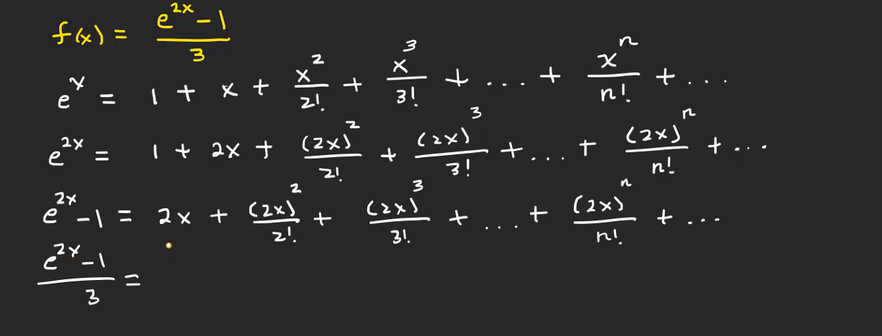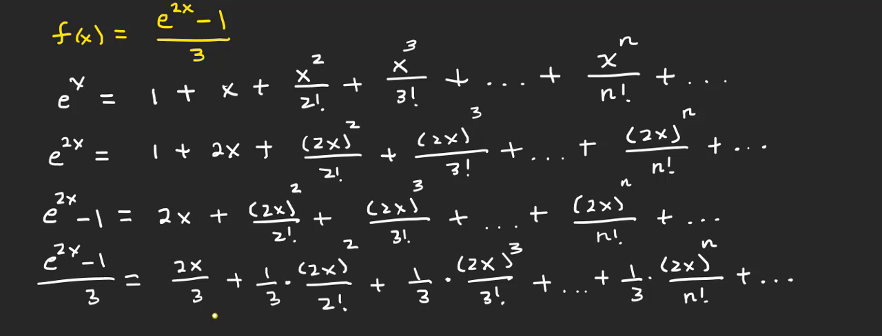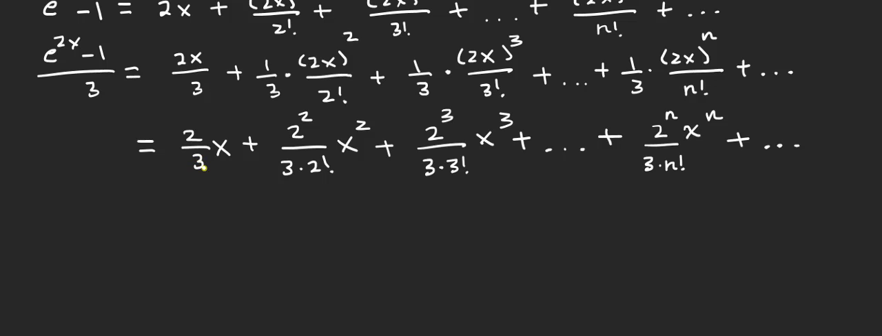So in order to do that, we got to multiply this whole thing by 1 over 3. So when you do that, you get these terms right here. Now, let's simplify. And you get 2 over 3 times x plus 2 squared over 3 times 2 factorial times x squared and so forth. And for the general term, since quantity 2x to the n power is 2 to the power of n times x to the n, you get this for the general term.